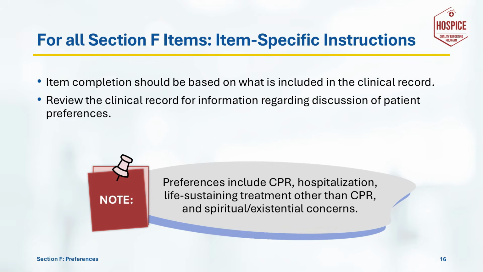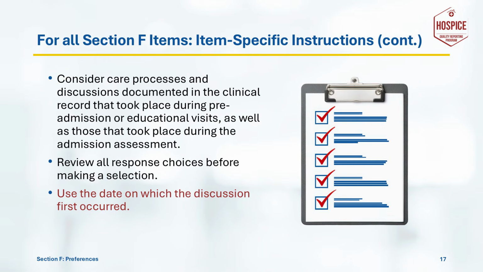For all Section F items, the item's completion should be based on a discussion of the patient's preferences and what's included in the clinical record. As a reminder, these preferences are related to CPR, hospitalization, life-sustaining treatment other than CPR, and spiritual existential concerns. In coding these items, you should consider care processes and discussions documented in the clinical record that took place during pre-admission, educational visits, and those that took place during the admission assessment.